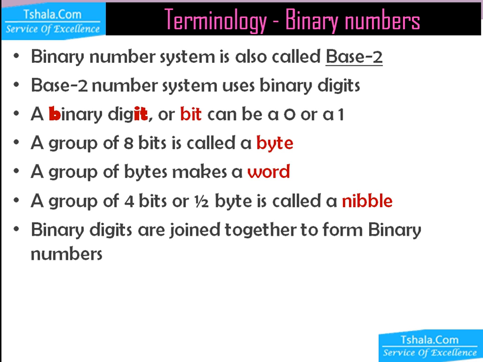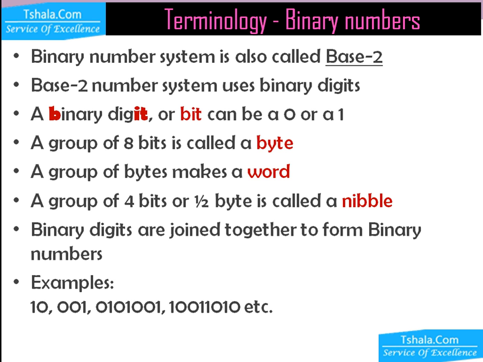Binary digits are joined together to form binary numbers. Examples I'm giving here: 1 0 0 0, 1 0 1 0, 1 0 0 1. Each of these is a good example of a number of binary digits that are joined together to form a number.